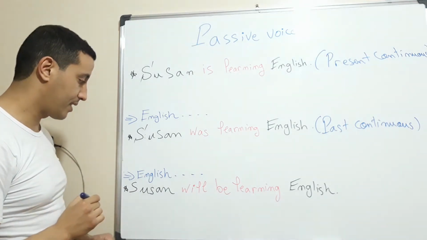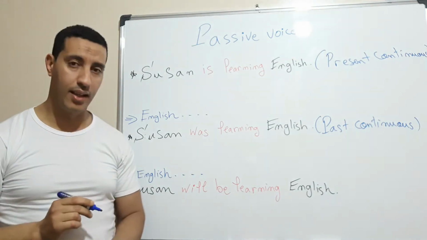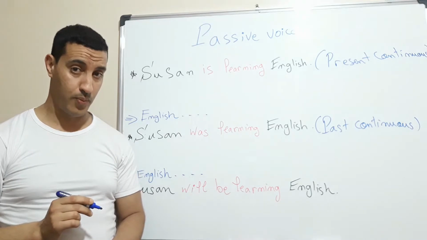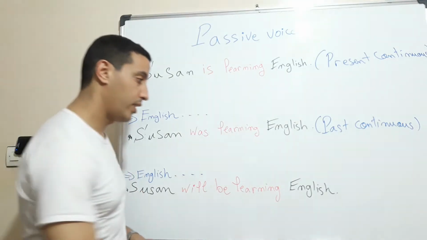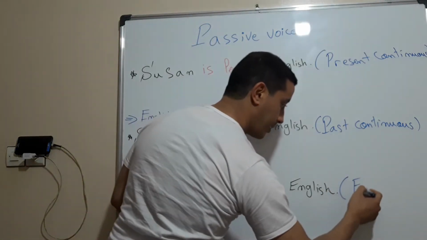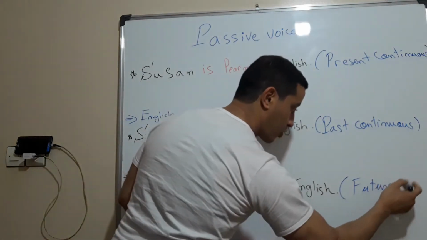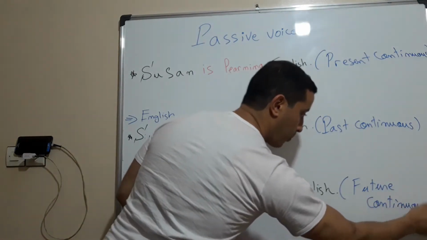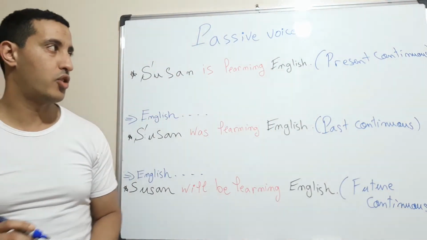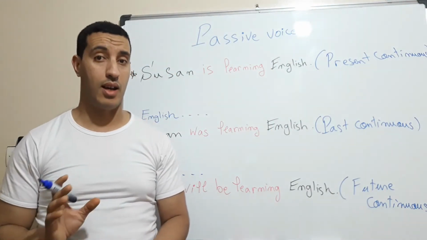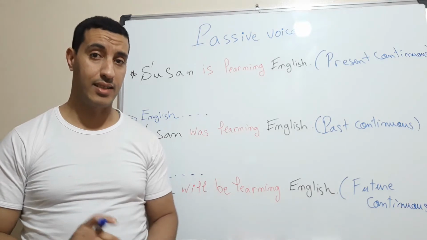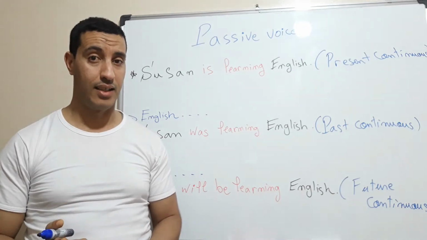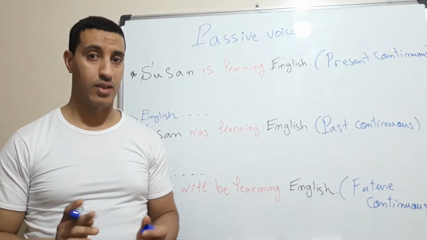And in the last sentence, we have Susan will be learning English. What is that? Good. It is future continuous. So please, it's very simple, you just need to memorize the forms of the sentences so that you can decide what the tense is. Alright?